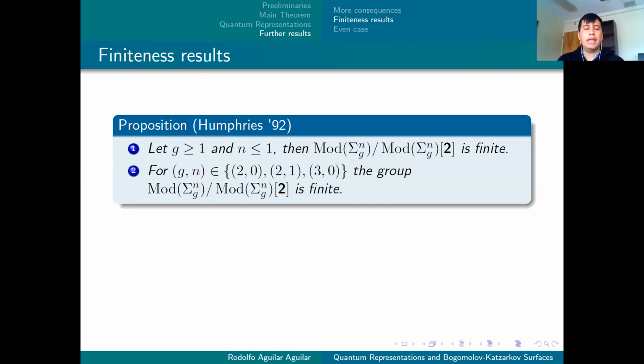Okay, so now again to the question of Lee, what happens in the other cases? Humphreys showed that this mapping class group quotient is finite when g is greater than or equal to 1 and n is lower or equal to 1. So in a very specific case, this mod 2 is finite. So this mod 2 will also be finite in these cases.